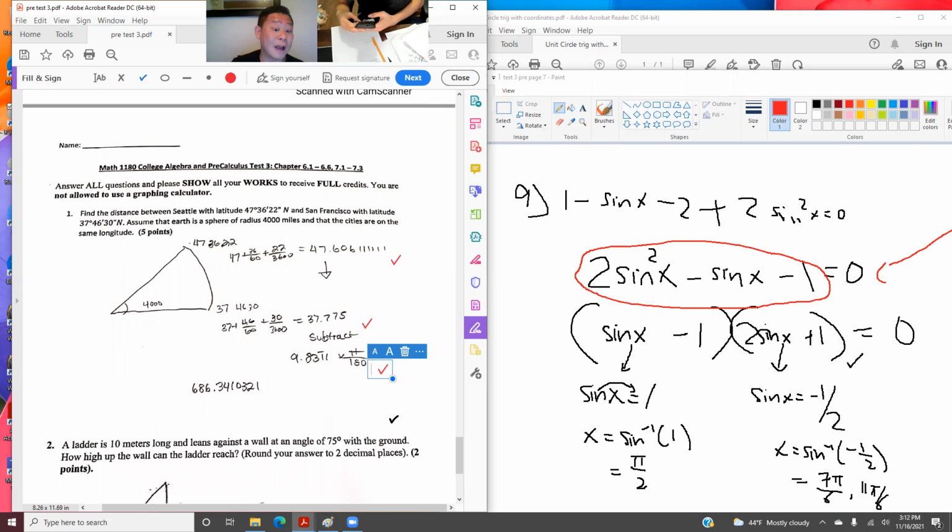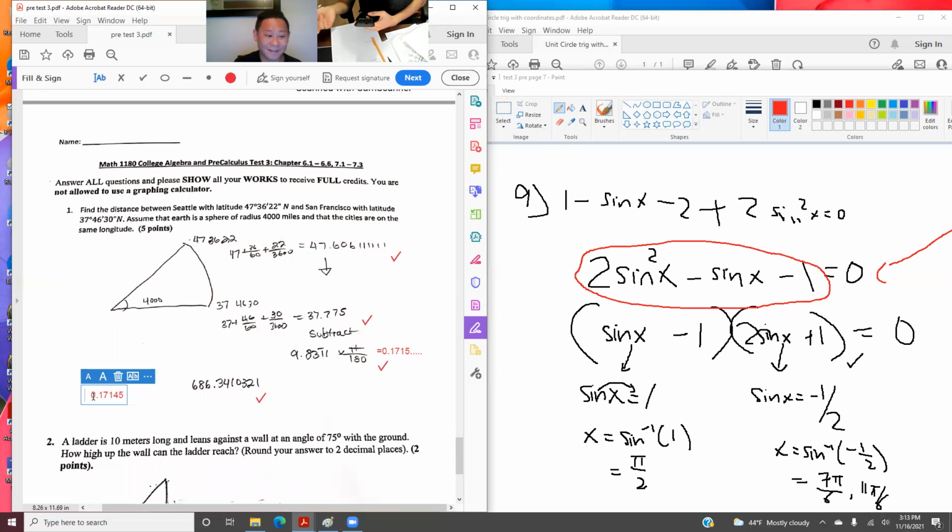No, it does not. So my question is how you get 686. I don't know. I don't remember. The answer is correct. What do you get when you multiply this? A decimal number. It's like 0.1715 and so on. So what you do, and then you times it by 4,000. Yes, thank you. So I skipped a step.